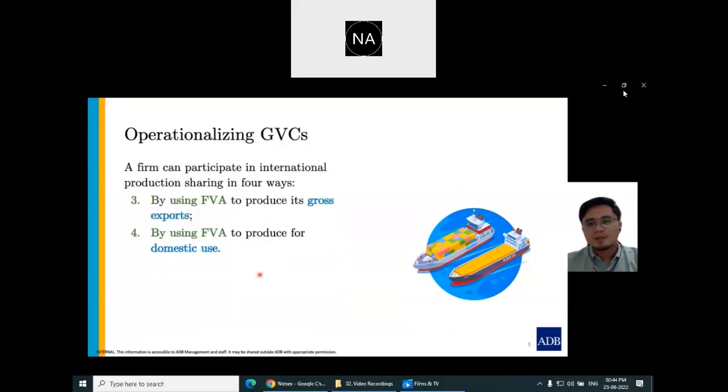Another way for a firm to participate in GVCs is by using foreign value added to produce its gross exports. Finally, a firm can also participate in GVCs by using foreign value added to produce for domestic use. Now, these last two are from the perspective of the users, and these constitute the backward participation in GVCs.